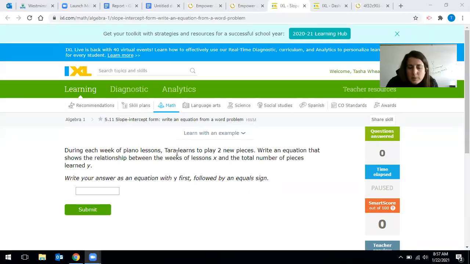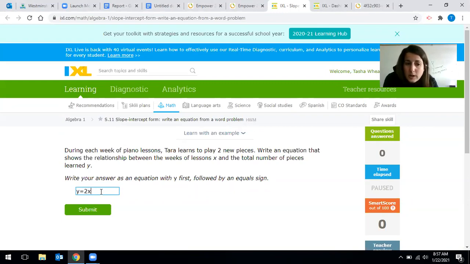So during each week of piano lessons, Tara learns to play 2 new pieces. Write an equation that shows the relationship between the weeks of lessons, which is your x, and the total number of pieces learned y. So using the equation y equals mx plus b, it would be y equals, because you always start with that. Now, it doesn't say that she already knows so many pieces. If it said Tara already knows 10 pieces and she learns 2 new pieces, the 10 would be your b value and 2 would be your slope. Well, in this case, 2 new pieces, that's your slope.